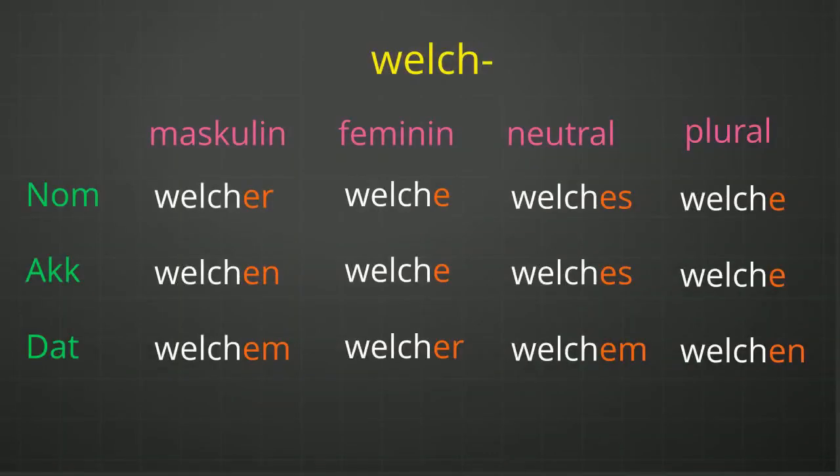Let us understand which endings we need to add to welche in nominative case, in accusative case and in dative case. For masculine noun, in nominative case ending is er, in accusative case ending is en and in dative case ending is em. For feminine noun, in nominative case ending is e, in accusative case also ending is e, but in dative case ending is er.